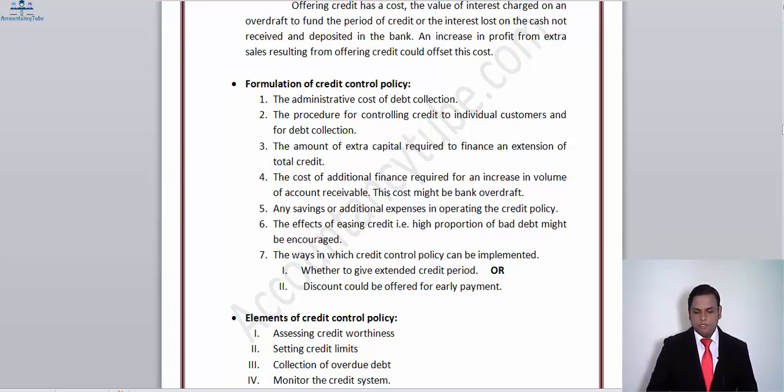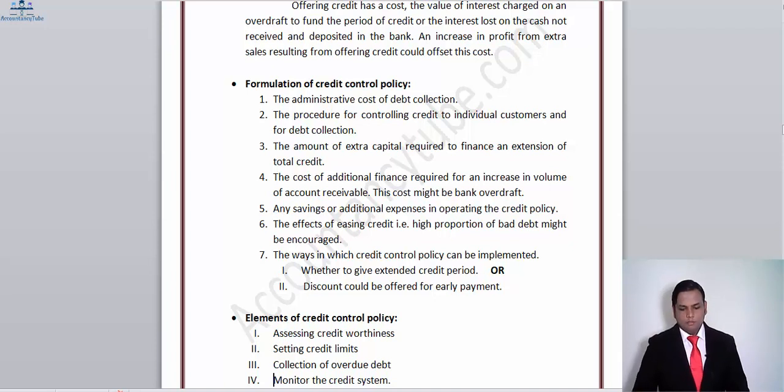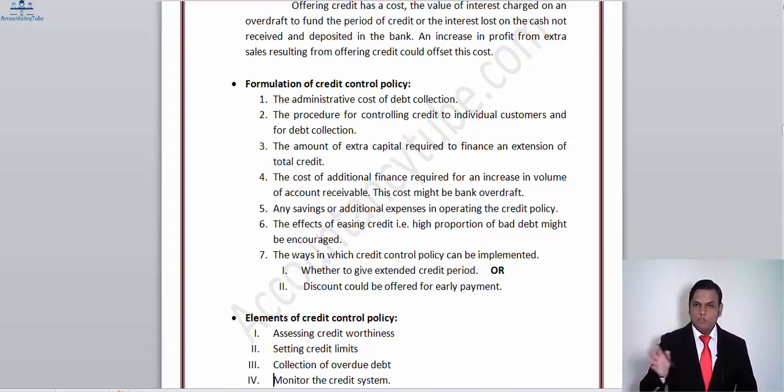Then we have the seventh point, the ways in which credit policy can be implemented. There are two ways through which we can implement this. We can give our customers an extended credit period, or we can reduce the credit period by giving them early settlement discounts. If they pay us early, we can give them discounts.